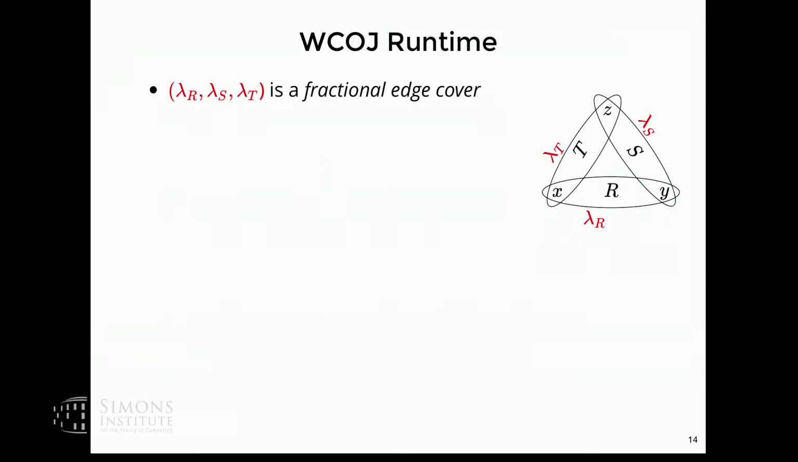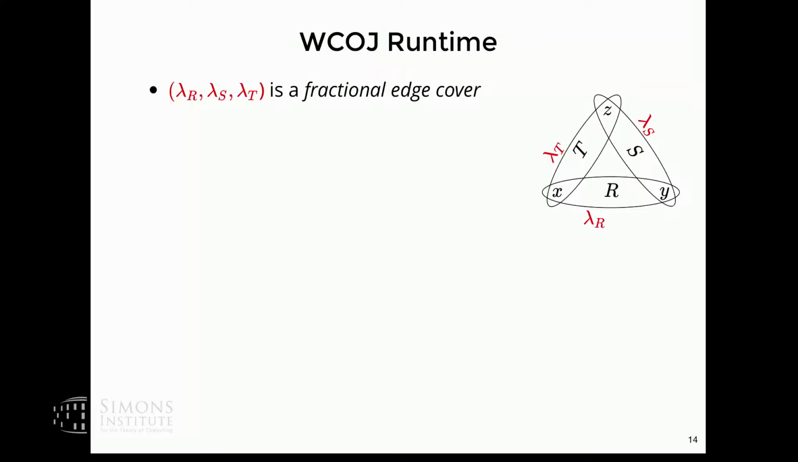And just a quick review of how we measure the runtime of worst-case optimal join algorithms, because we are going to need this later. The runtime of a worst-case optimal join algorithm is described in terms of fractional edge covers. A fractional edge cover is basically an assignment of coefficients associated with every relation in the query. So the relation R has a coefficient psi R, and these coefficients are non-negative numbers.